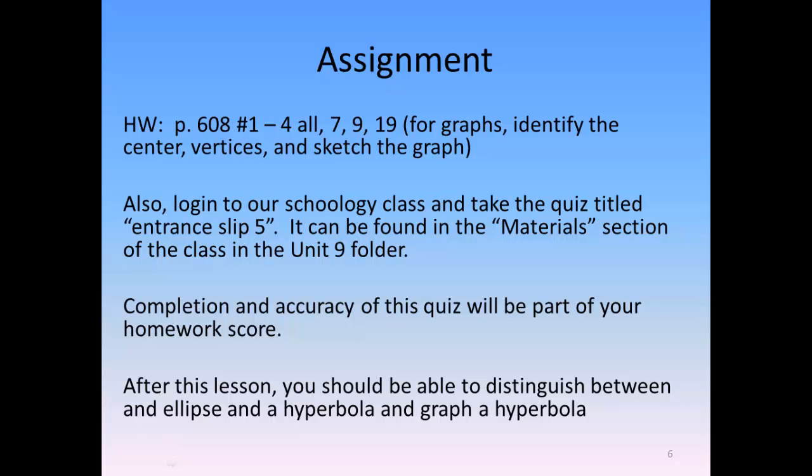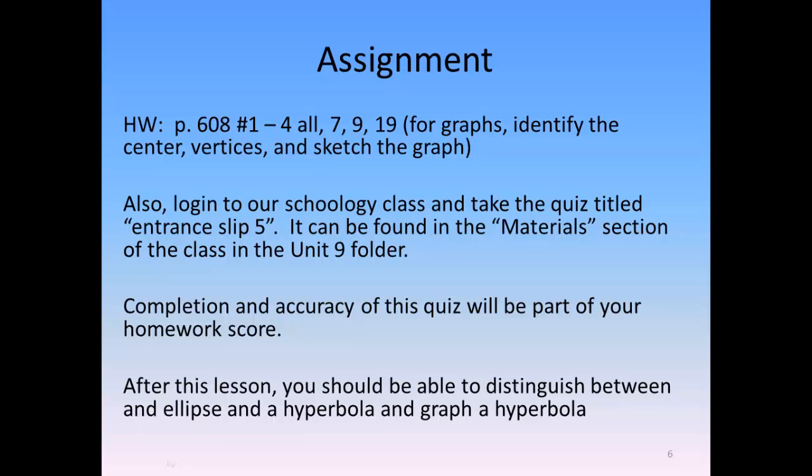So on page 608, questions 1 through 4 just ask you to tell the difference between an ellipse and a hyperbola. 7, 9, and 19 are ones for you to graph. And you just need to worry about identifying the center, identifying the vertices, and then sketching a graph with that rectangle and the asymptotes. There is an entrance slip that asks you to do some similar things.